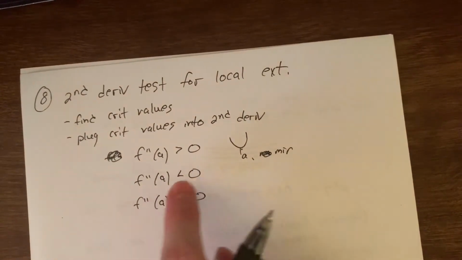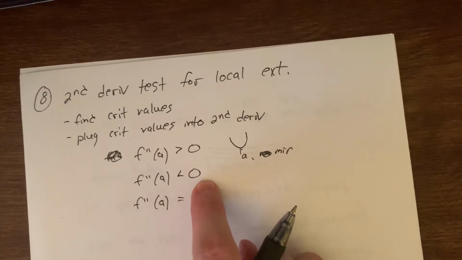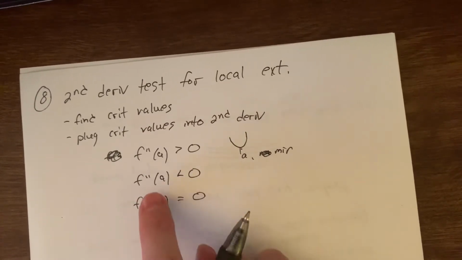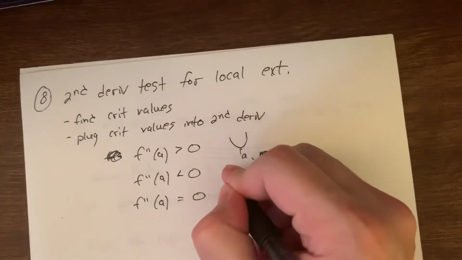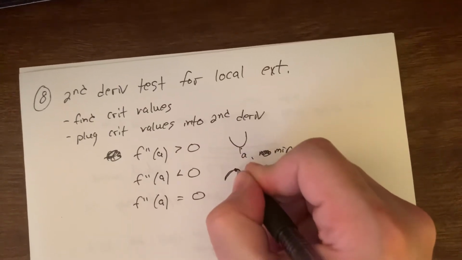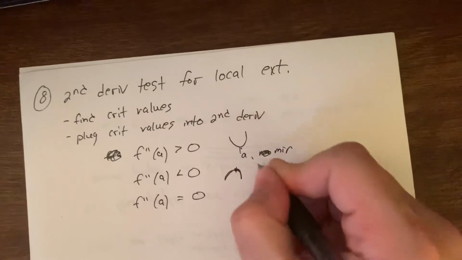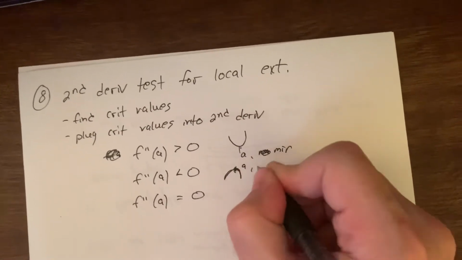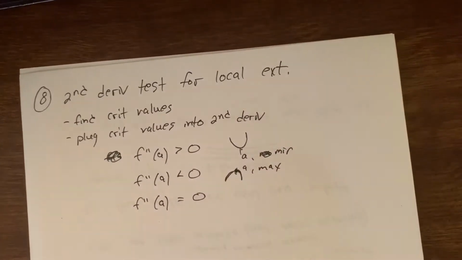If the second derivative at a is less than 0, that means the second derivative is negative at this coordinate a, then we would get concave down, with a being the critical value right here. So that would establish a as a maximum.